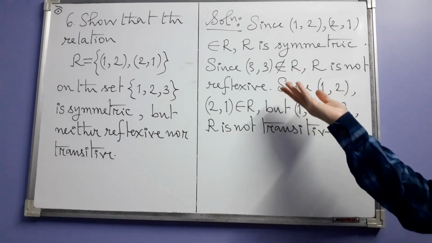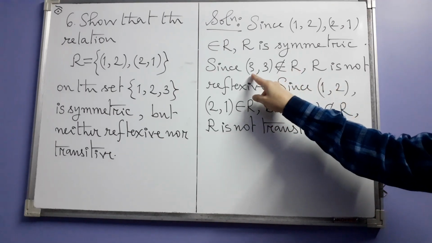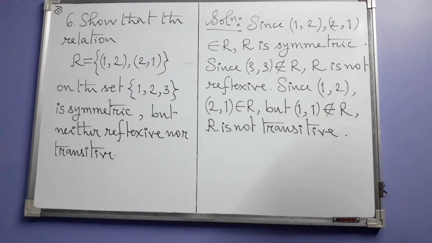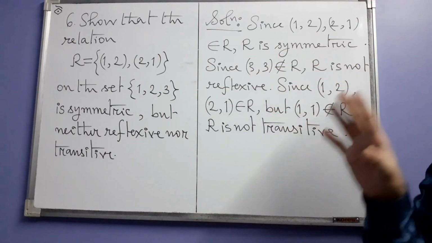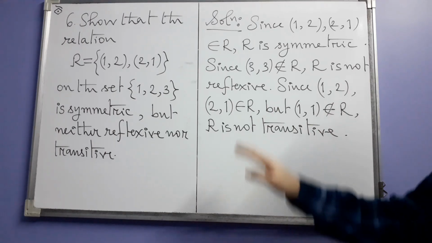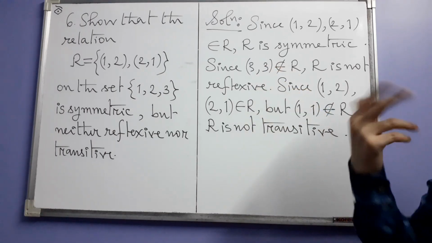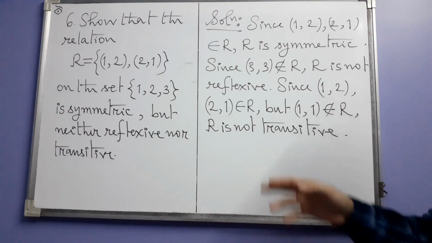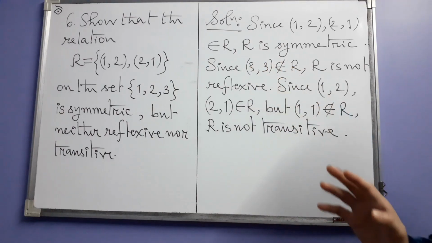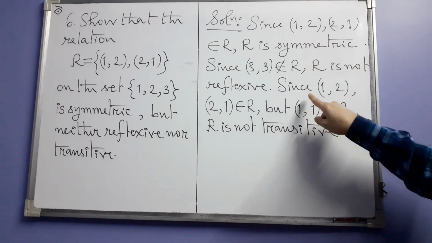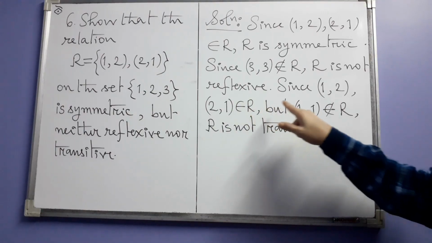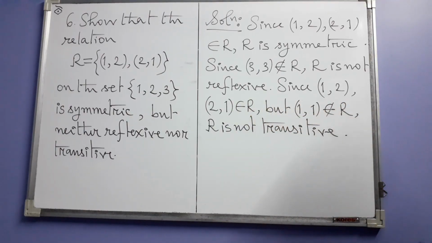R is not reflexive, that's quite easy to see. For example, (3, 3) is not in R. Actually, none of this type of elements is in R. R has neither (3, 3) nor (1, 1) nor (2, 2). But absence of any one such element makes R not reflexive. Next we go for transitivity. We have (1, 2) and (2, 1) in R, but (1, 1) is not in R. So R is not transitive.